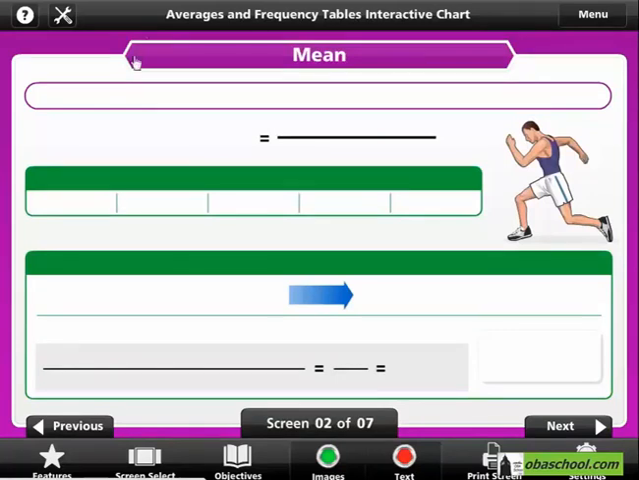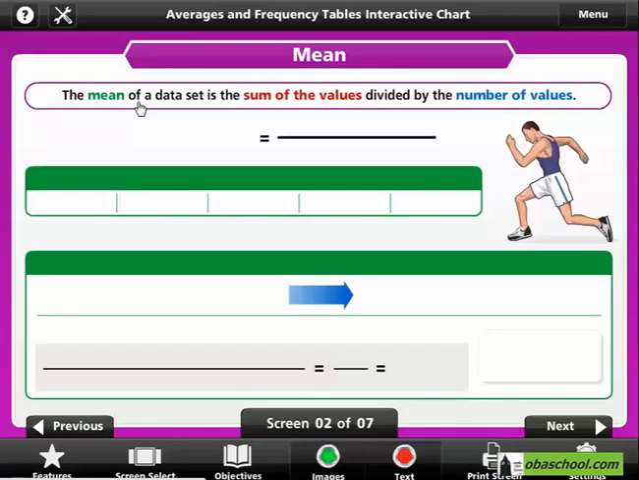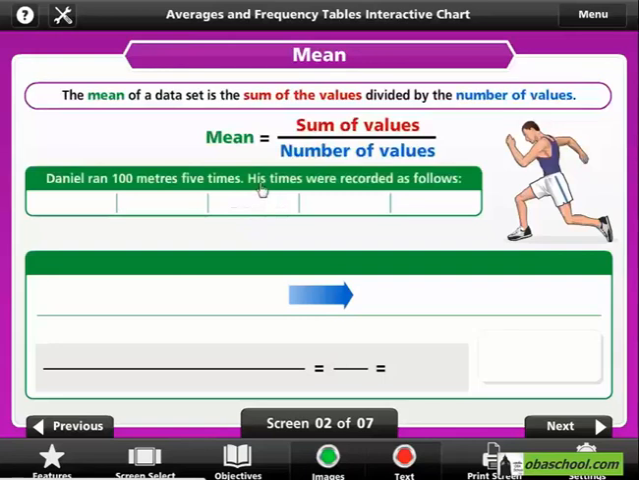Now, let us start with the mean. The mean of a data set is the sum of the values divided by the number of the values. So let's put it in this formula: mean equals sum divided by number. And now, there's this example.